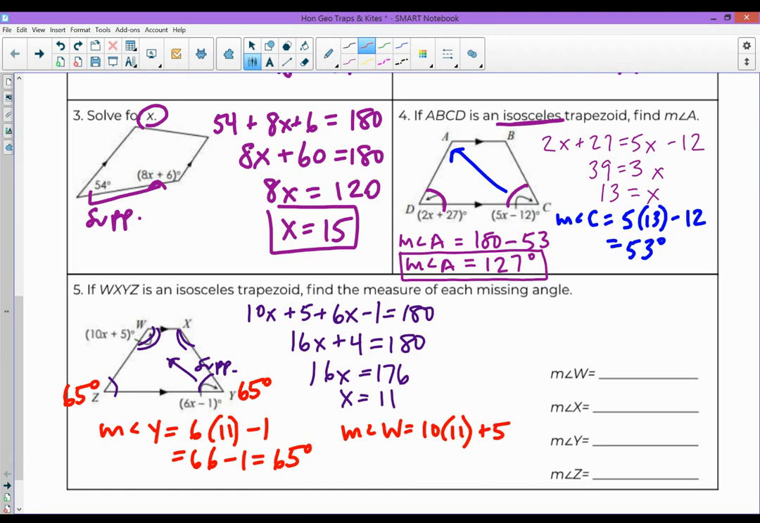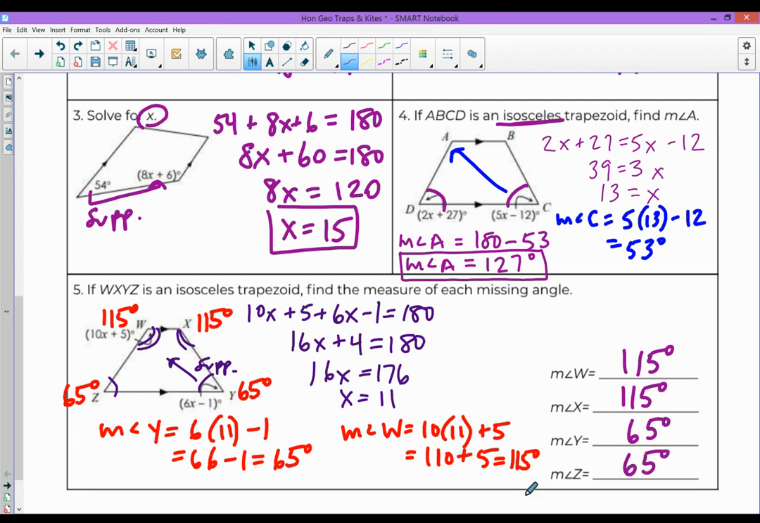180 minus 65, yeah, 115. So that's 110 plus 5 is 115. Good. So then these two angles are 115. All right, so the measure of angle W is 115 degrees. The measure of angle X is also 115. Y and Z are both 65 degrees. Okay. Keep it moving.